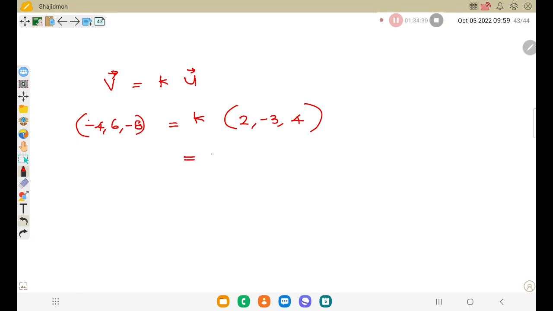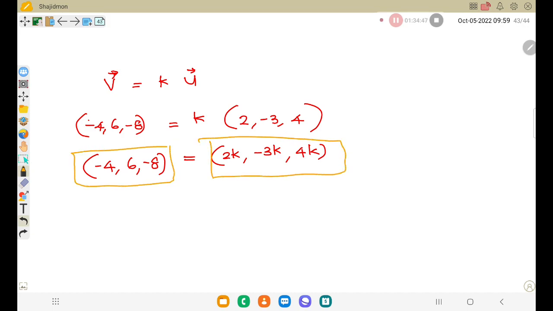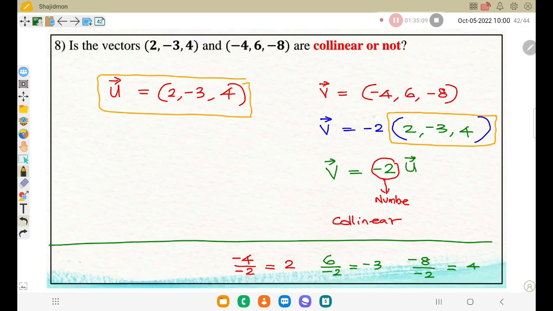After that here you can multiply: k multiply 2, 2k; k multiply minus 3, minus 3k; k multiply 4, 4k, correct? Now this vector equal to this vector, correct? These two vectors are the same. So the first number should be the same. What is the first number? Minus 4 equal to 2k. From here, what is the k number? Minus 4 over 2. You can divide both sides by 2. So what is the k number we are getting? Minus 2. K equal to minus 2. That is the number we took common here, minus 2.